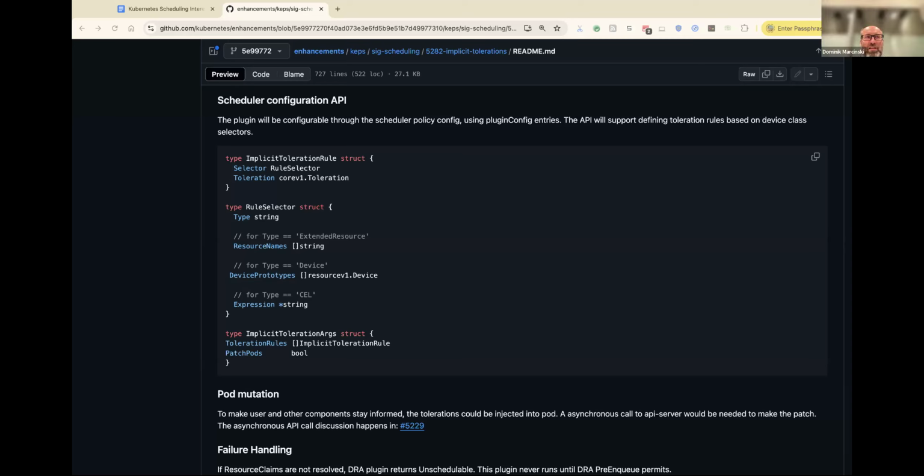It can read configuration from the API server, whatever rules or policies we apply, and it will simply filter out those nodes for which we don't want to run pods on them. Yeah, that would be nice.